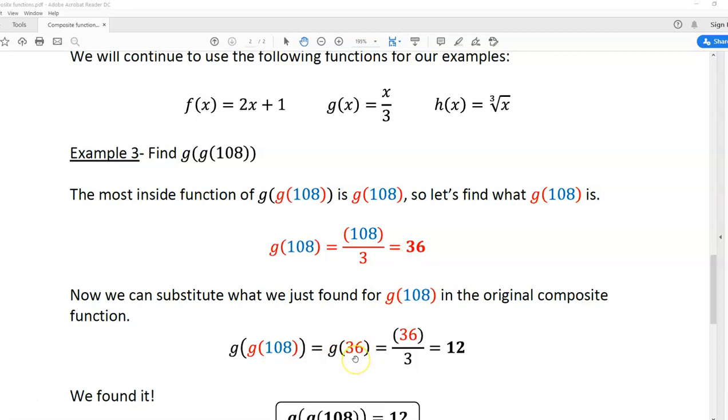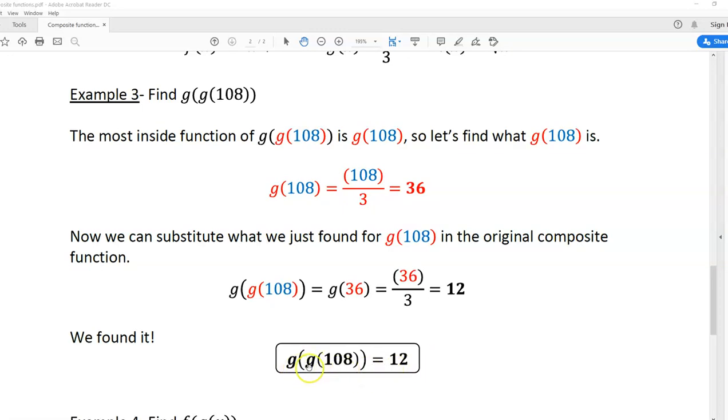Now we find g of 36. It just so happens we're going to visit the g function again. We just follow our directions. If this would have said h or f, we would have gone to the other functions. But it says g, so we'll go back up to g and plug in 36 in for x this time. 36 divided by 3 is 12. That's what g of g of 108 is.